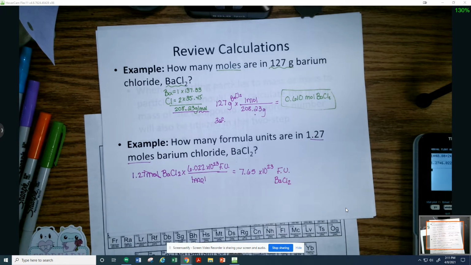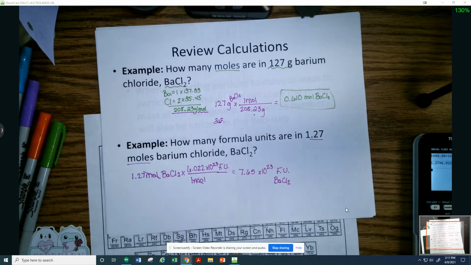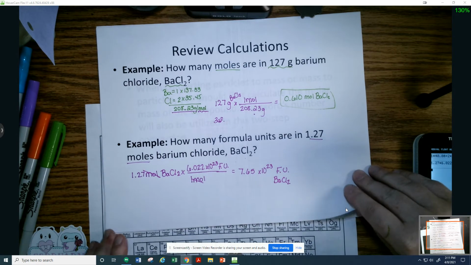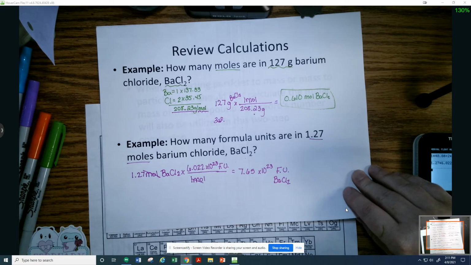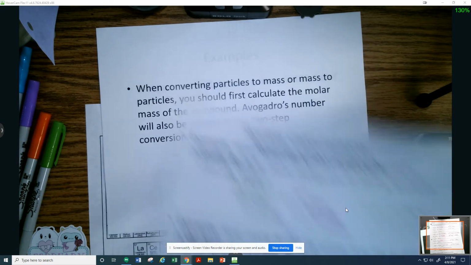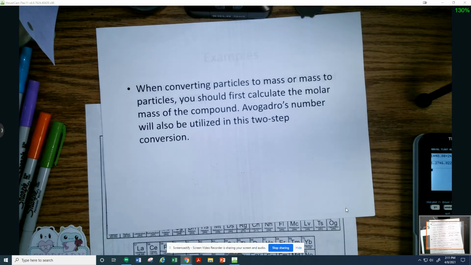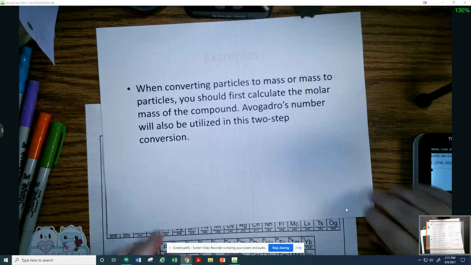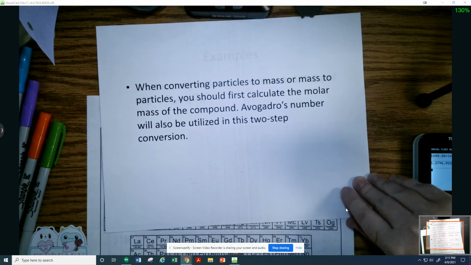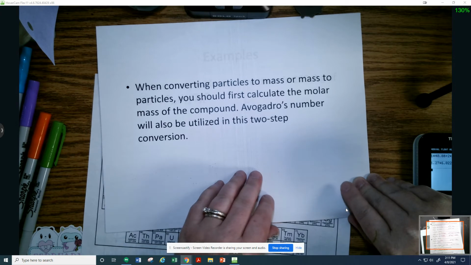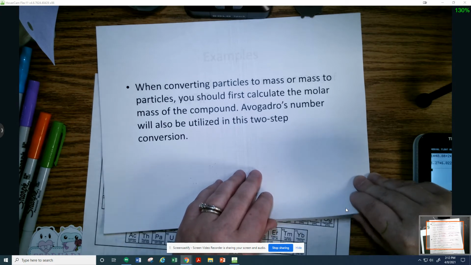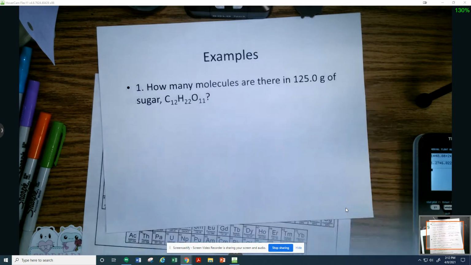So the only thing different from yesterday to today is I've introduced the idea that we can work with compounds. So molar mass, again, not anything new. Avogadro's constant, not anything new. All one-step conversions. Okay. However, one-step conversions aren't always the case. Depending on what you're trying to achieve and what kind of chemistry you're working with, problems may take more than one step.